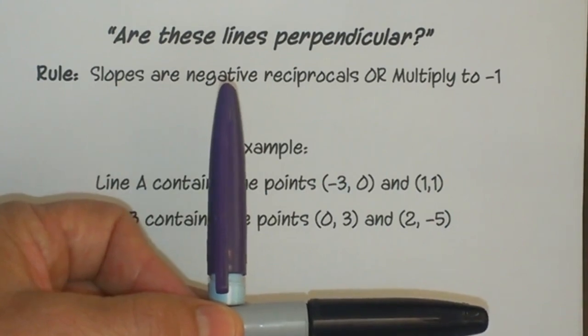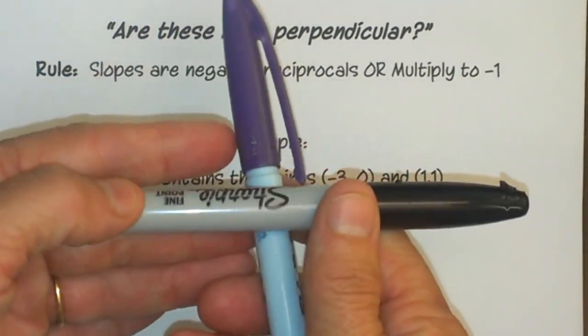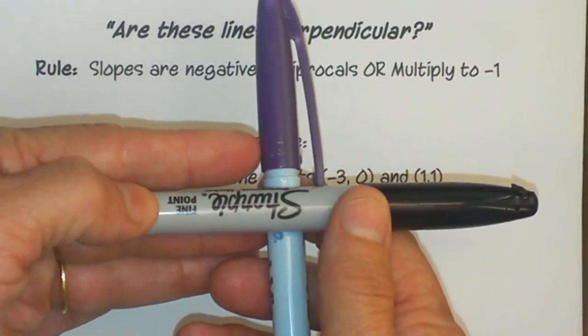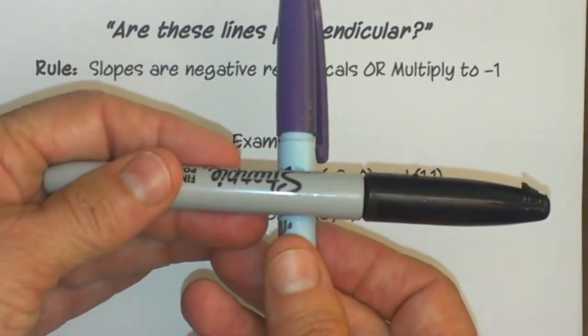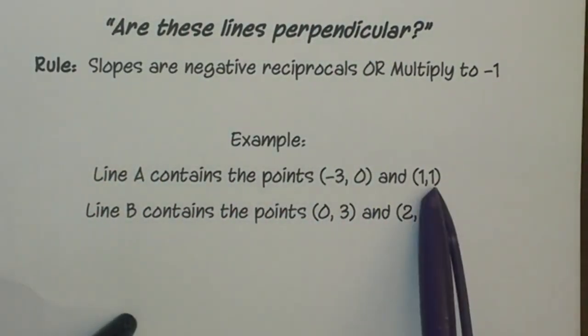Question: are these lines perpendicular? Well, what does perpendicular mean? It means that two lines cross at right angles. So I've got my pen set up to be perpendicular. That's what we're trying to figure out, but this time we're given points.